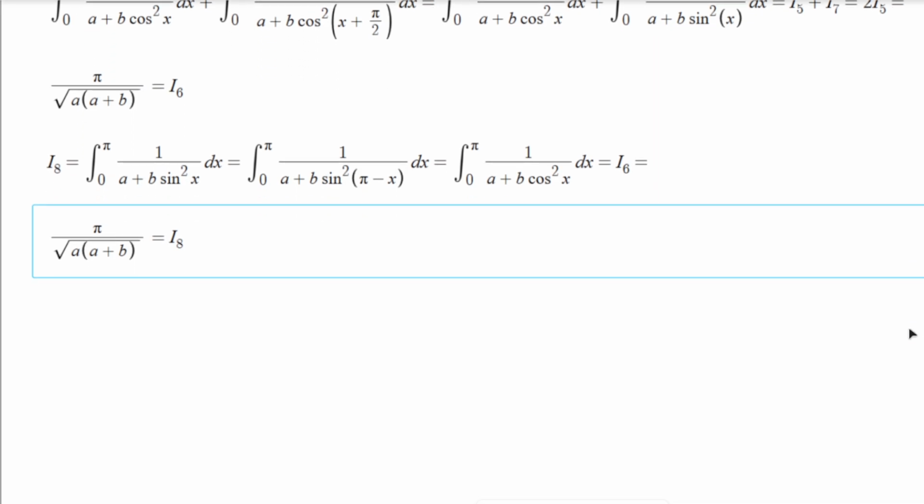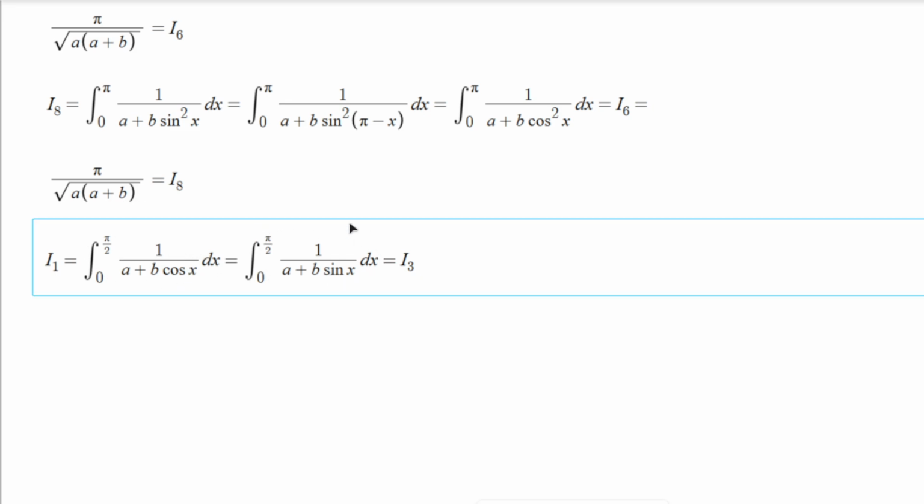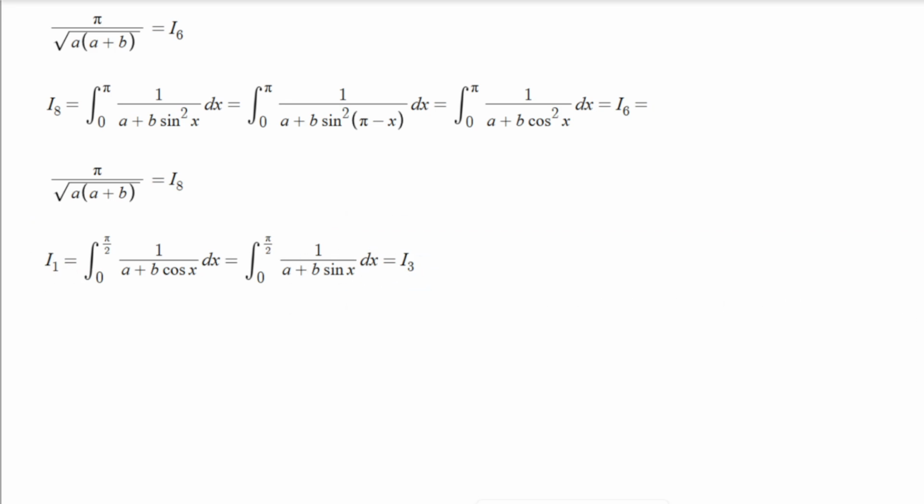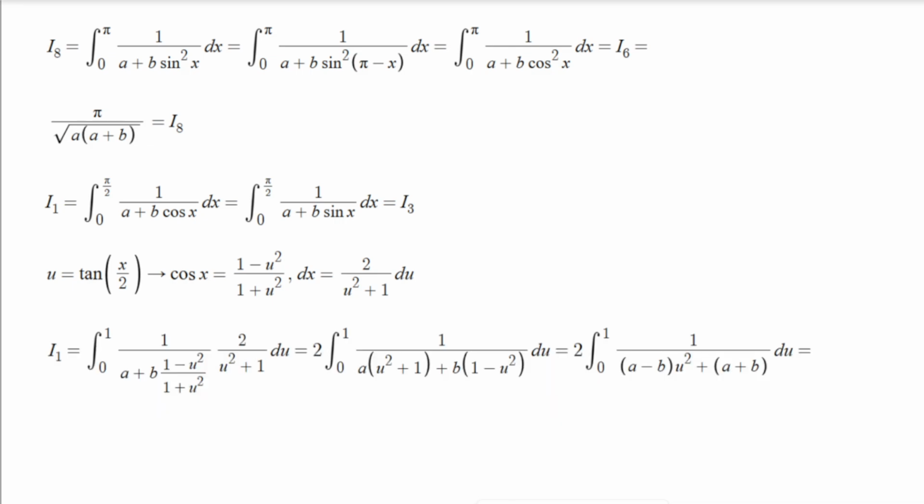All right, now let's do some of the easier ones here. I1 and I3. Well, first of all, I1 is this, and by King's property, it is also going to be equal to this. So I1 is equal to I3. We solved one, we've solved them both. Again, we're going to use the Weierstrass substitution here and only use the relevant parts. And we'll plug that substitution in.